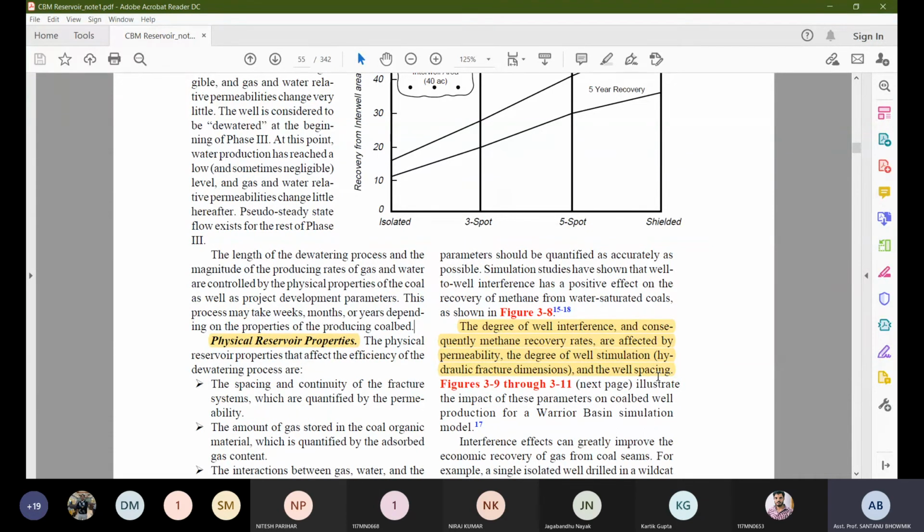You are changing the well condition, the degree of well stimulation. So how much water pressure you are going to apply, how much of a water fracture network you require, that is also going to be important for your production.